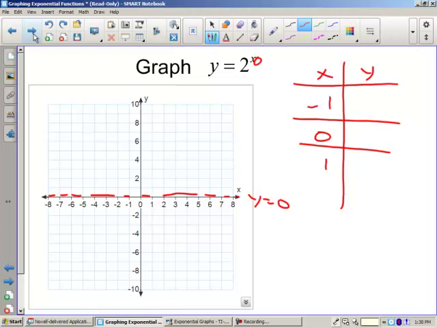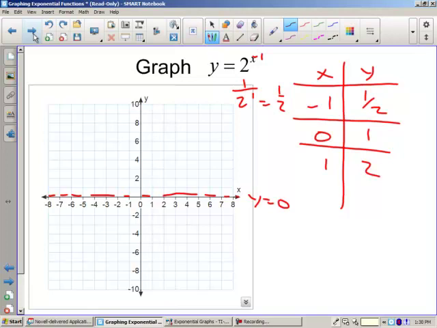Now, what is 2 to the 0? Well, anything other than 0 to the 0 power is 1. Okay. What is 2 to the 1? Well, 2 to the 1 is 2. And finally, what is 2 to the negative 1? Well, that's the same thing as 1 over 2 to the 1, which is a half. So if x is negative 1, my y value is a half.